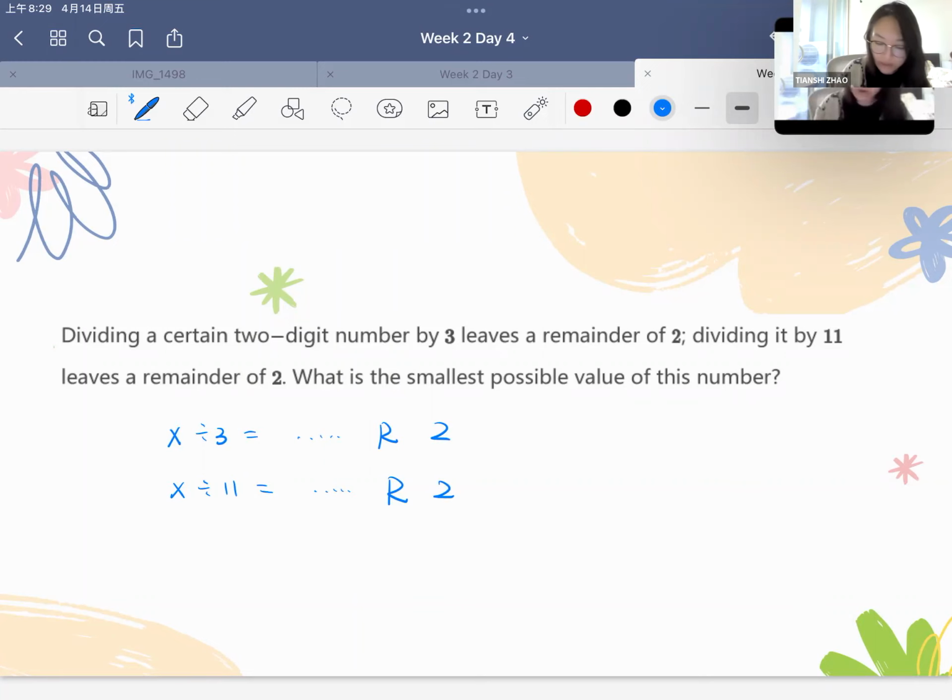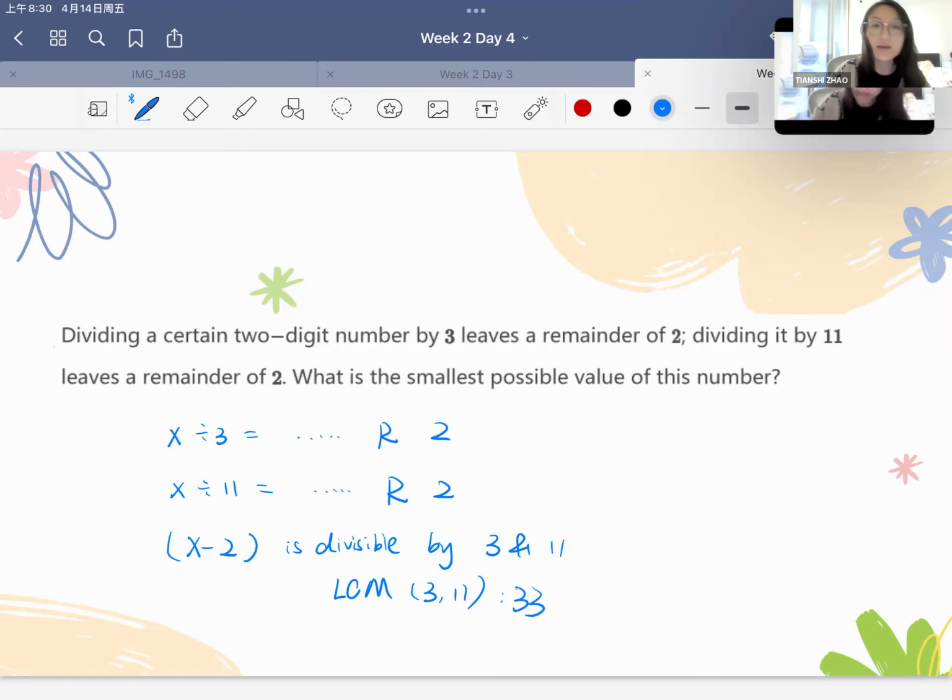So if we subtract the 2 from this number, then this number will be divisible by both 3 and 11, right? So what is the least common multiple of 3 and 11? The number will be 33, right? So this number subtracted by 2, the least possible value is 33. So the smallest value for this number will be 33 plus 2, which equals 35.